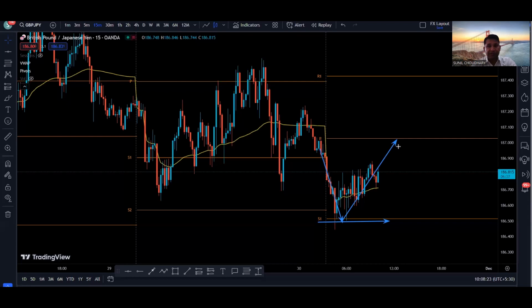And if we reject this pivot to the downside, I'll be looking to take short in order to target this pivot line, which is aligning with this new support or new low created by the price.